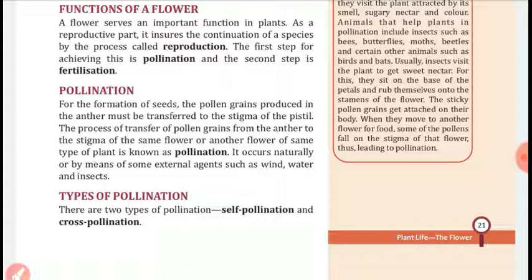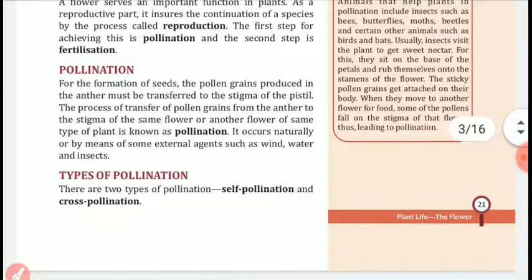The first step for achieving this is pollination and the second step is fertilization. So let's study pollination. What is pollination? The transfer of pollen grains from anther to stigma of the same flower or another flower of the same type of plant is called pollination.